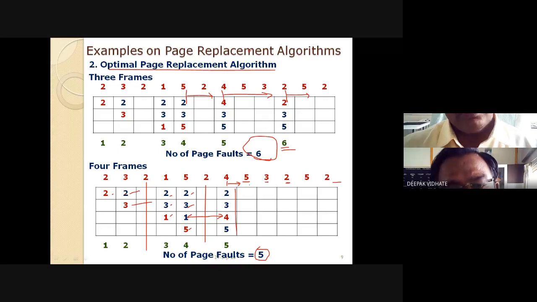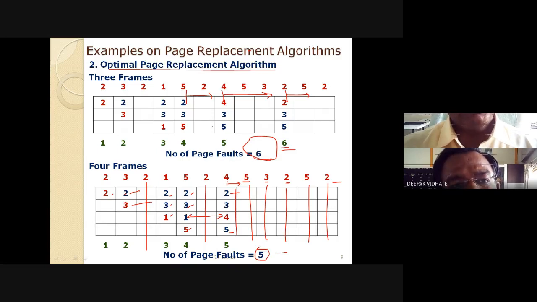So 5, no page fault because 5 is already there. 3, no page fault because 3 is there. For 2, no page fault because 2 is already available. 5 again, no page fault because 5 is in the memory. For 2, no page fault occurs because 2 is in the memory. That's why the number of page faults is significantly decreased for 4 frames.